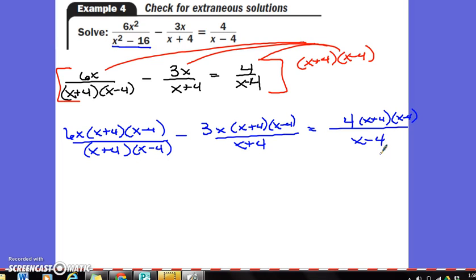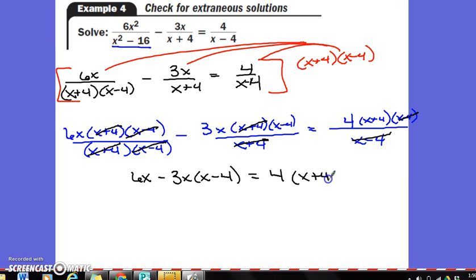Now let's make sure our denominators cancel out. Look, these cancel. Beautiful. This one cancels, and that cancels. So essentially what we have left is 6x minus 3x times x minus a 4 equals 4 times an x plus 4. We're going to have to do some multiplying. So remember that this is a negative 3x when we multiply. So we're going to have 6x minus 3x squared plus 12x equals 4x plus 16.